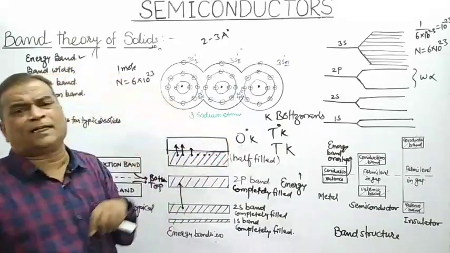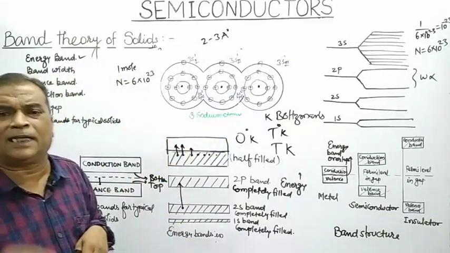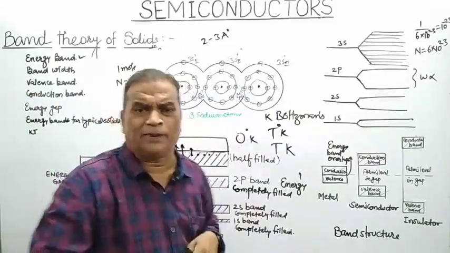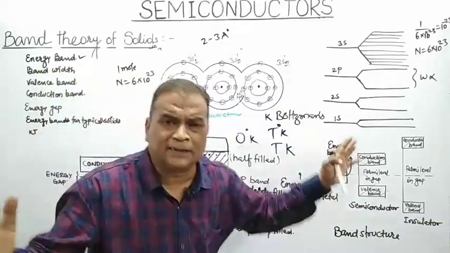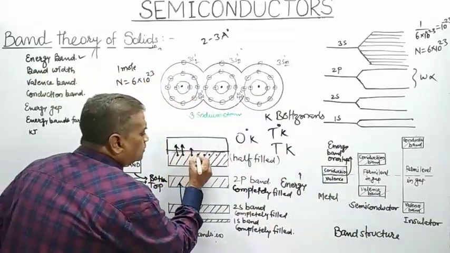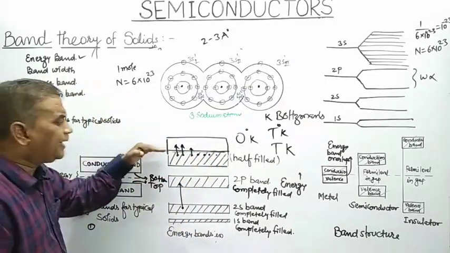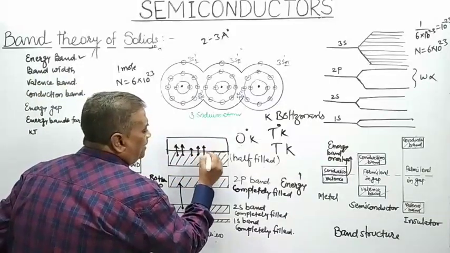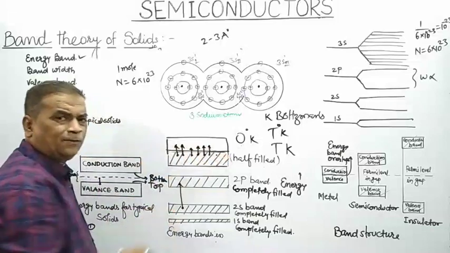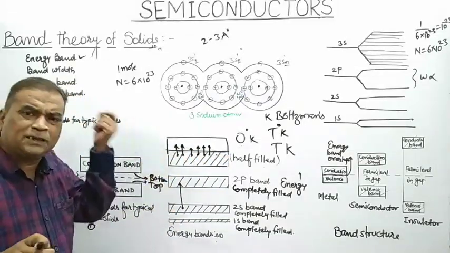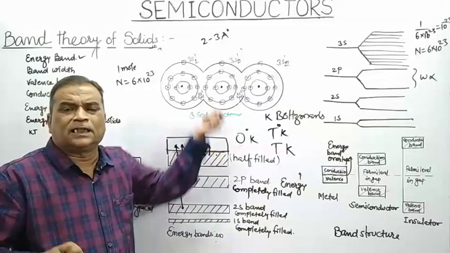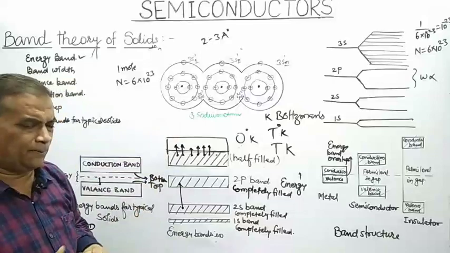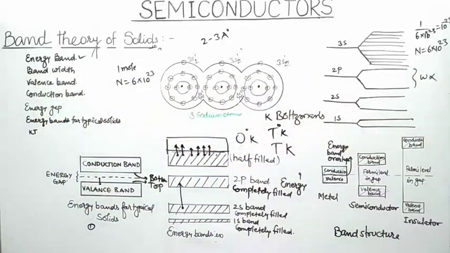So by applying the external electric field, electrons in the valence band can be given a small amount of energy. Remember, whenever we apply an external electric field, only those electrons which are lying in the higher energy level of the valence band can gain a small amount of energy and become available for conduction of electricity, because they can enter into the conduction band.